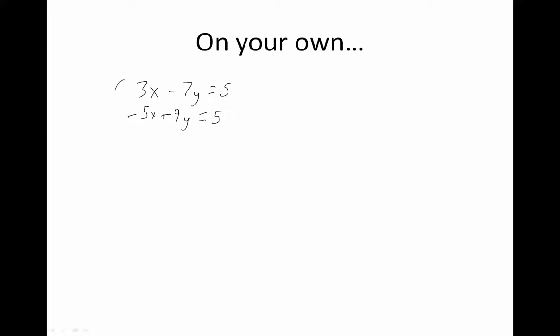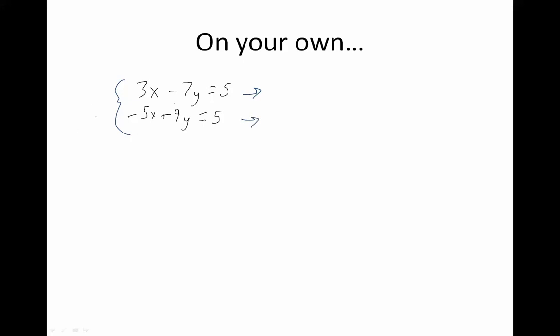Okay, so this is the problem that was on your Canvas lesson. We have 3x minus 7y equals 5, and negative 5x plus 9y equals 5. So again, notice, adding these together, that makes negative 2x, that makes positive 2y, nothing gets eliminated. There is no number that I can multiply 3 by to get 5, and there is no whole number that I can multiply negative 7 by to get 9. I'm going to have to change both equations to something else.